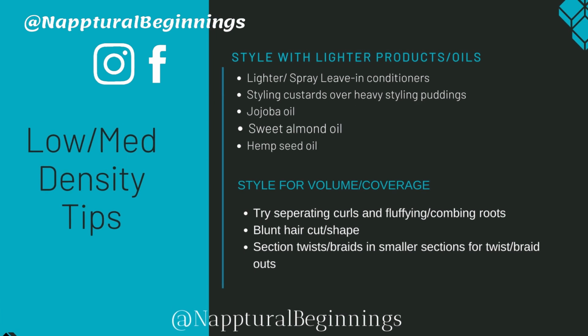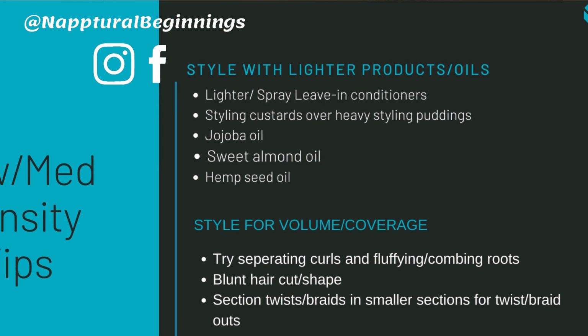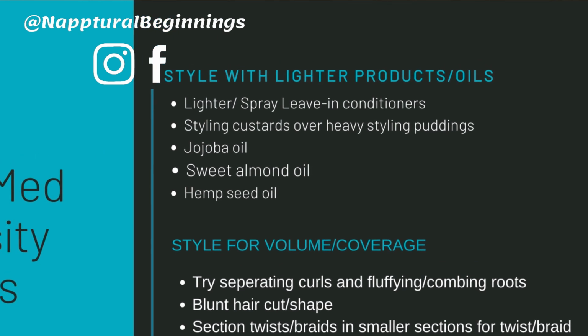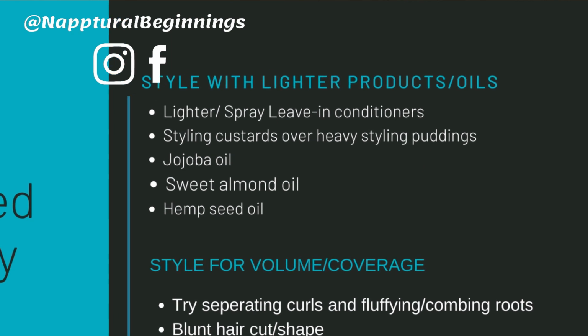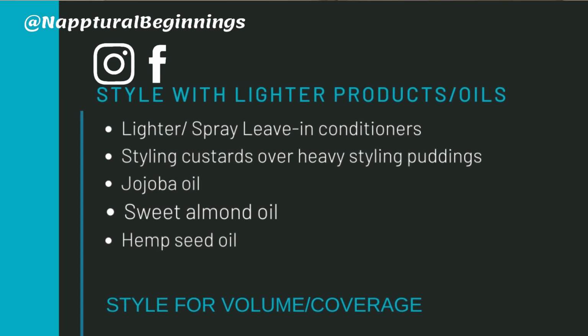And this is why I titled this Understanding Your Hair Density, because it's not just about knowing, it's about understanding how it works and what you can do to make it work for you. When you have low to medium density hair, I recommend the following tips. When you style, you want to style with lighter products and oils that don't weigh your hair down. For example, lighter sprays or leave-in conditioners, styling custards over heavier styling puddings. For oils, you want to use something like jojoba oil, almond oil, hemp seed oil. These are things that will work with you when you don't have super thick hair.